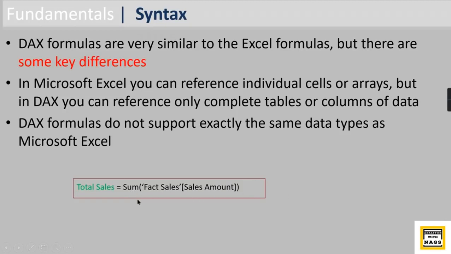This is what you are instructing. In the syntax, sum is a function and fact sales is the table name. Since the table name contains a space, you put it within single quotes. Then a column name is wrapped within brackets. The column reference is within the parentheses of the sum function. So sum is the function, the argument is just the column name, and sales amount is the column name. This is the simple syntax for your DAX function.